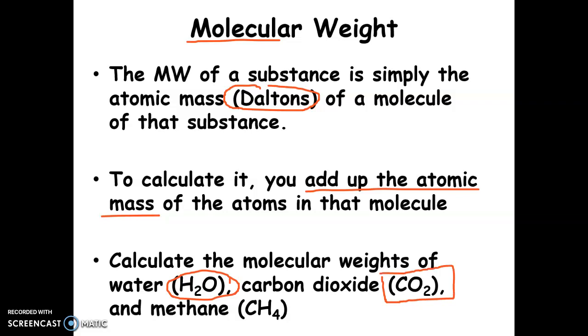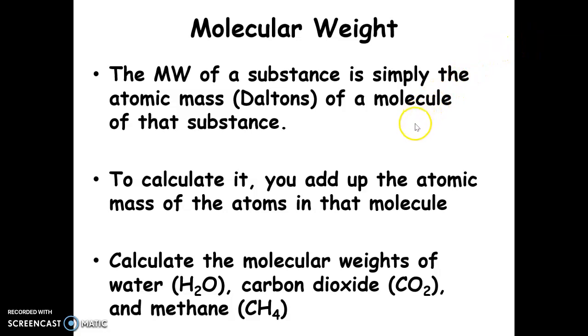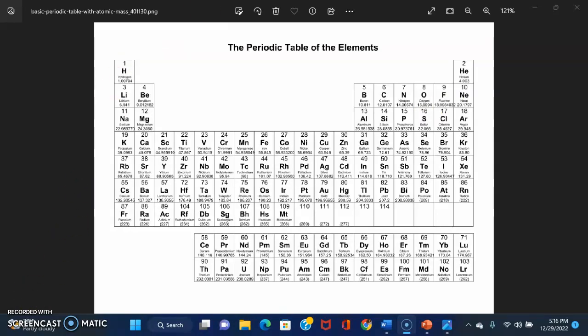So all you have to do is go to your periodic table, and let's go there. So we want to look at the molecular weight of CO2. So all you have to do is look at carbon. Let's do this, CO2. So carbon, the molecular weight is 12. Remember, the two numbers in the periodic table, the bigger number is always the atomic mass, okay? The smaller number is always the atomic number. So carbon, we have 12 here.